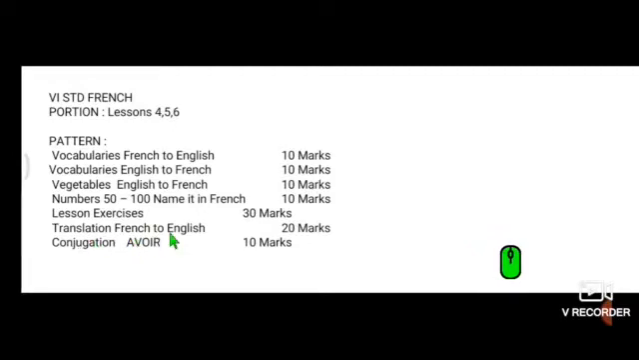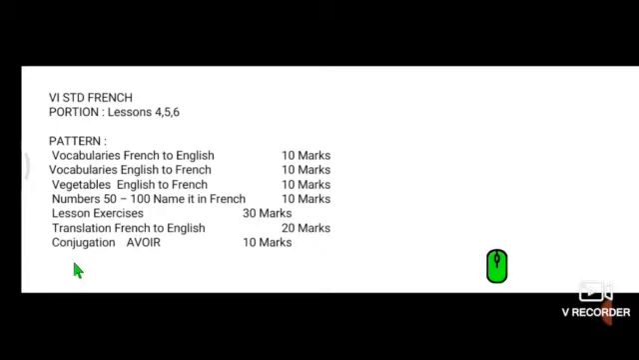Translation from French to English. Translation you learn from lesson 6 and 5. I think I have asked lesson 4, so the translation which I have already asked, I will not ask that. Mostly you can learn from lesson 5 and 6. That is enough. Okay. So translation from lesson 5 and lesson 6. That is 20 marks. That means 2 translations will come. Maybe one from each lesson or both from the same lesson. That depends.